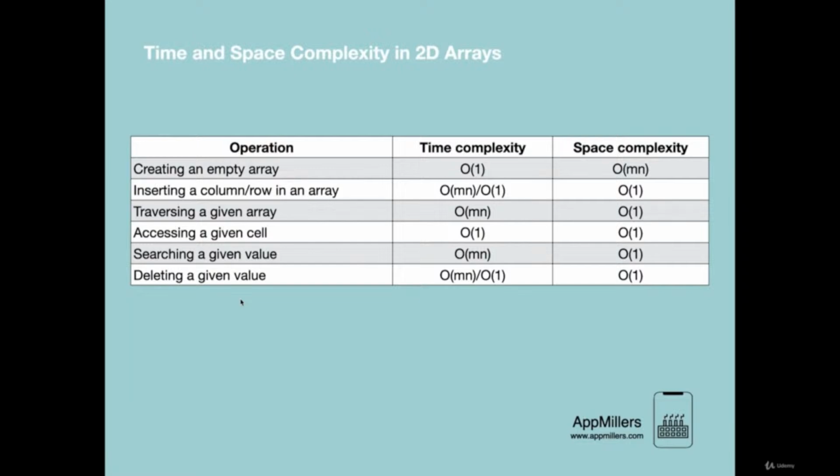Similarly, if we are deleting the first column from the two-dimensional array, the rest of the columns have to move one step left, as we showed you in our previous lectures. So this will take O(MN) time complexity. And this is it for two-dimensional array. Hopefully you have a big picture of time and space complexity in two-dimensional array.